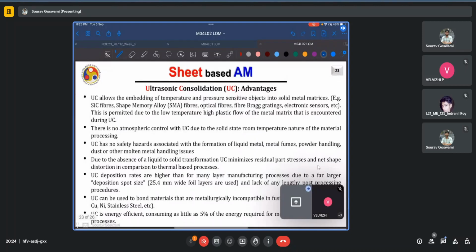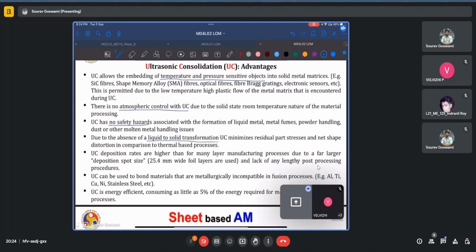Advantages, of course, are multi-material additive manufacturing, the embedding of fibers, such as temperature and pressure sensitive objects, and no atmospheric control needed. It can be operated under ambient conditions. No typical safety hazards as such. There is no liquid to solid transformation as it is a solid state process. Thus, there are no residual part stresses.